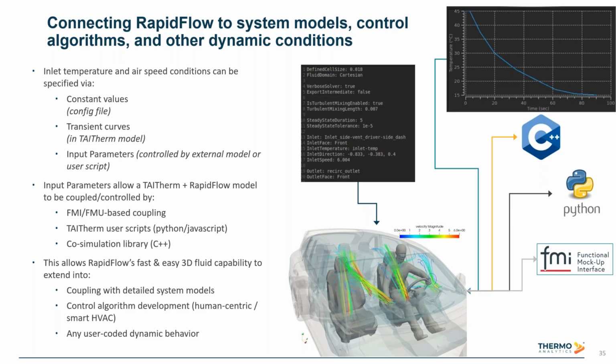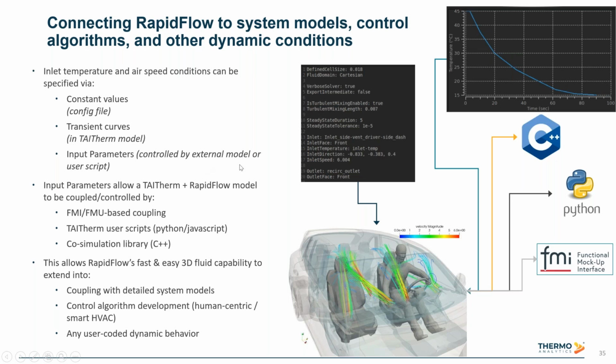Another attribute we wanted to mention here is coming back to how we connect RapidFlow to things like system models or control algorithms or other dynamic conditions. I mentioned a while back that the inlet boundary conditions can be specified in several different ways. You can just give a constant value directly in the config file for RapidFlow. You can use a transient curve set up in the TAITherm model, or you can now use input parameters, which is another TAITherm concept.